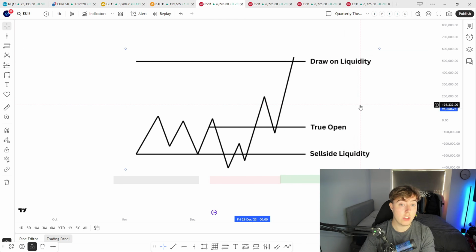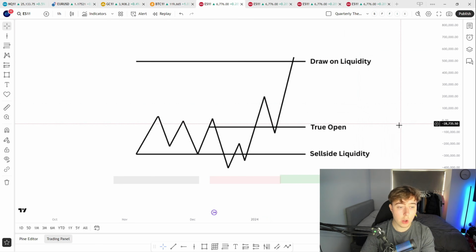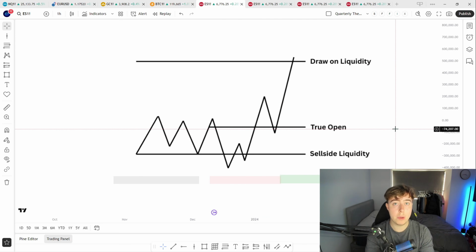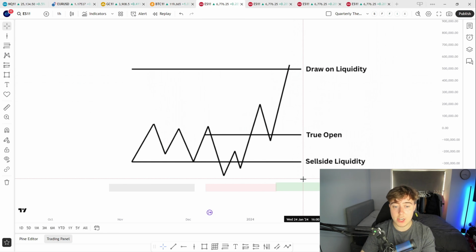So hopefully that does make sense. Wait for the true open to be established, wait for manipulation to occur above or below, and then you can trade the distribution after that. And also if we have a reversal after this distribution quarter, remember we're above the true open. So if we form a reversal above the true open, remember we want to be shorting above it ideally, then that is indeed valid as well.